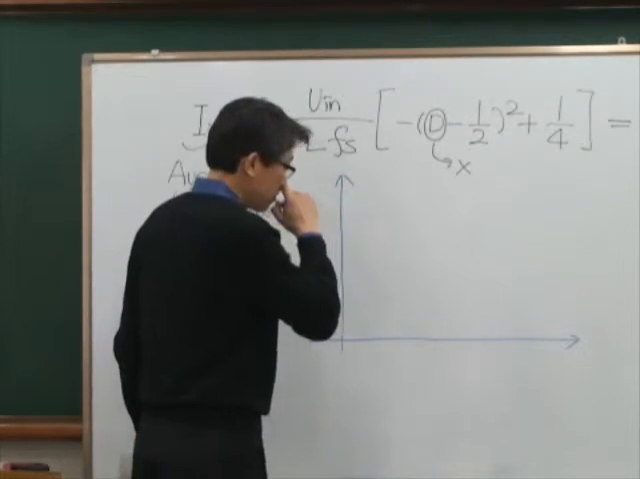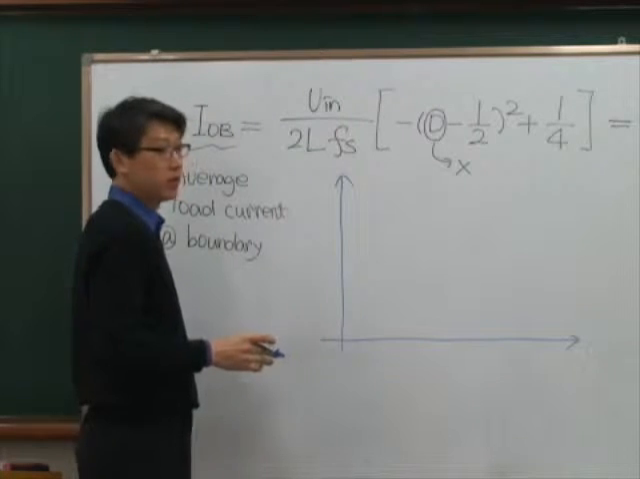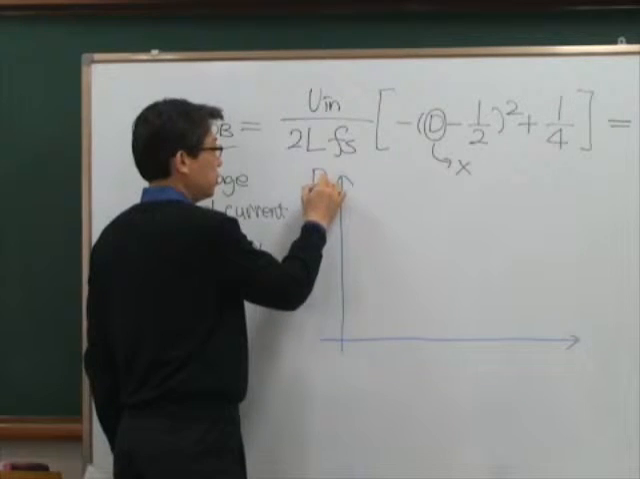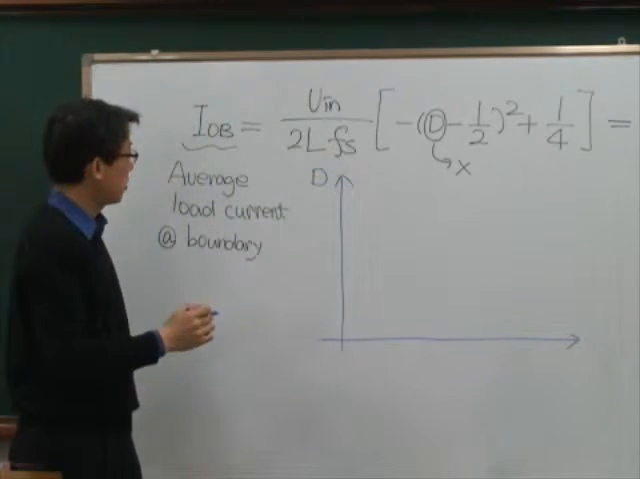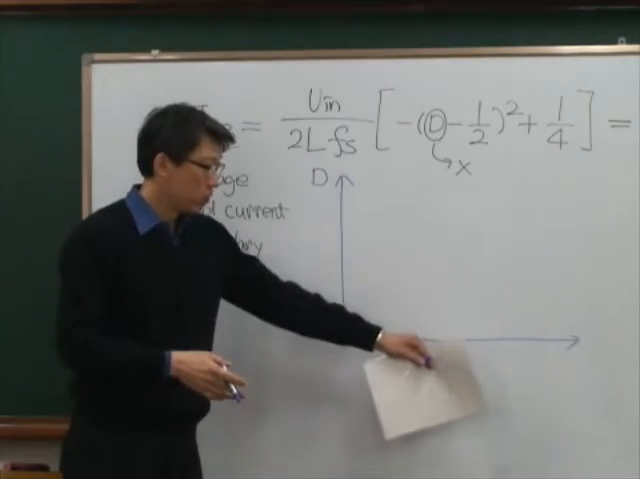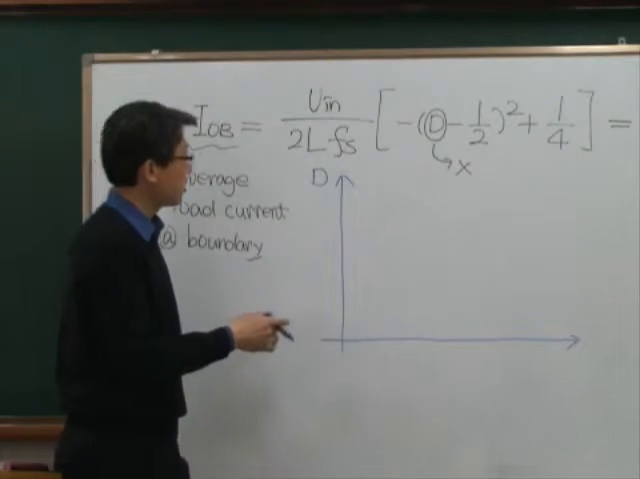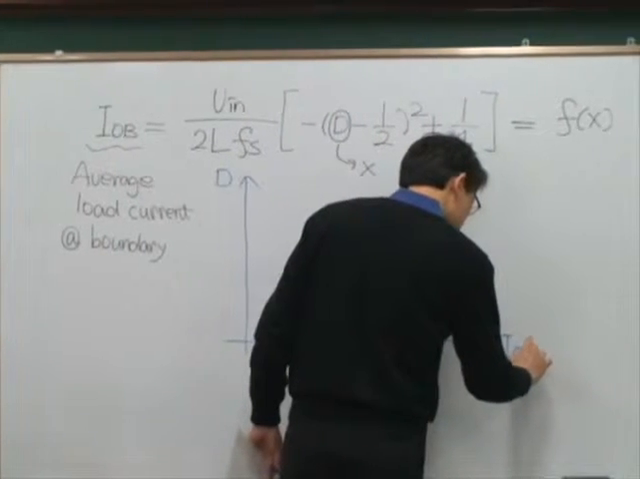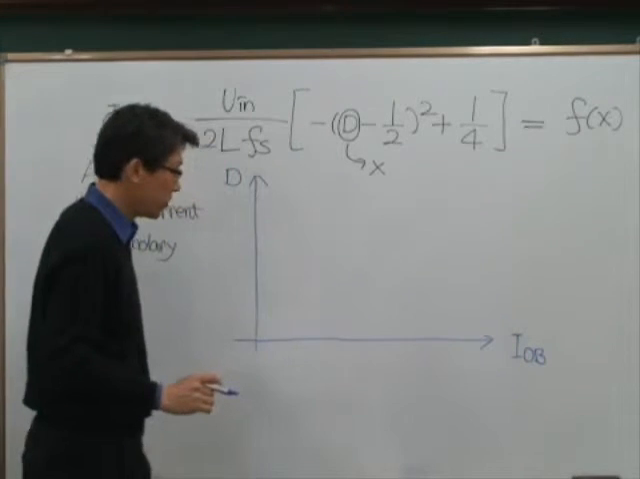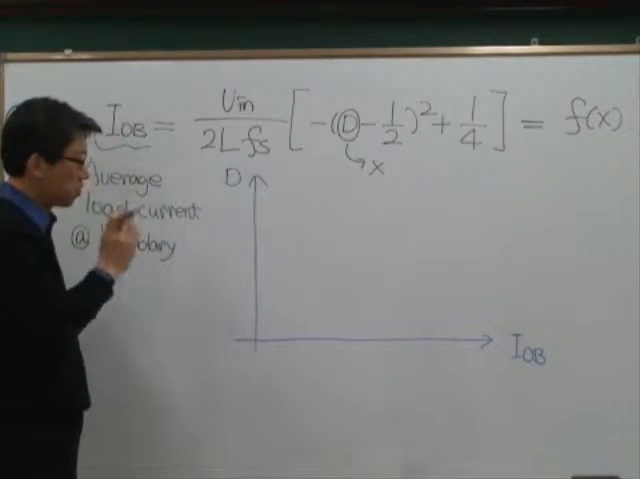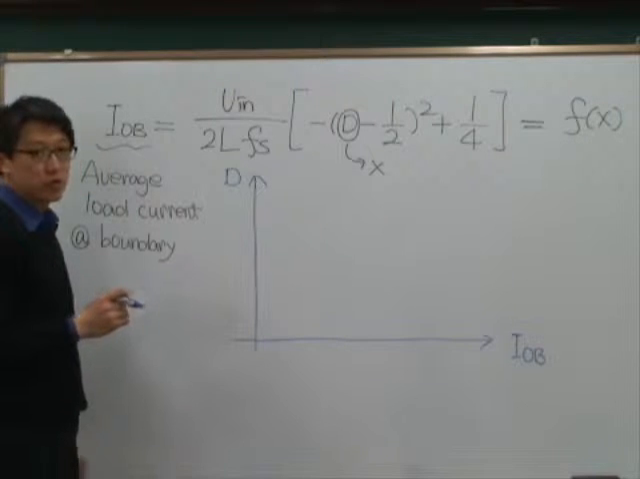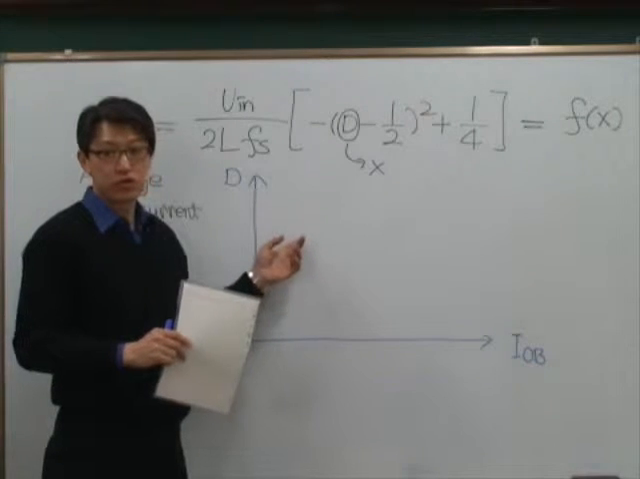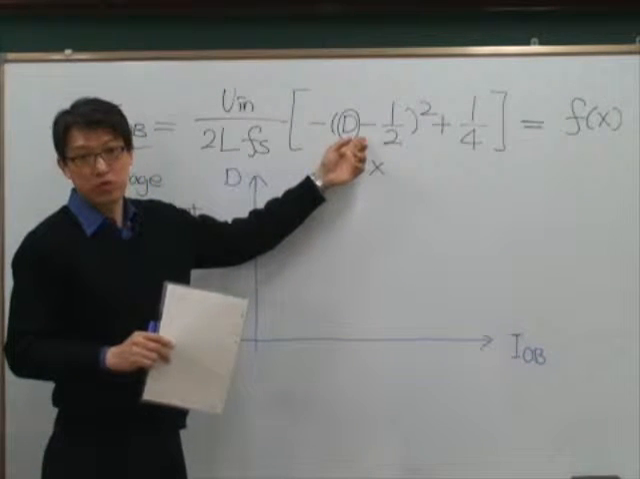So let's put the independent variable on the vertical axis. So this is going to be duty, okay? And the horizontal axis is IOB, okay? Then how does it look like? This should be quadratic. 이차함수죠, quadratic.